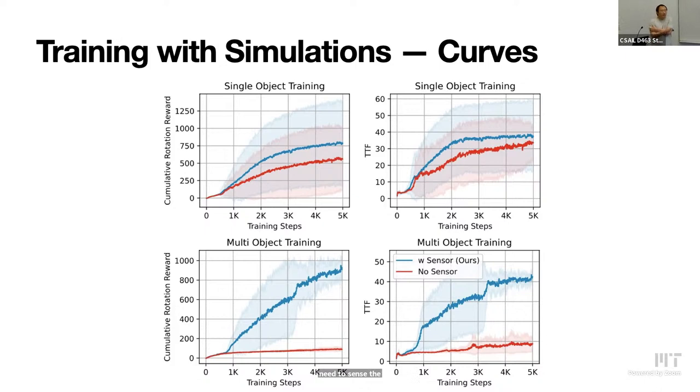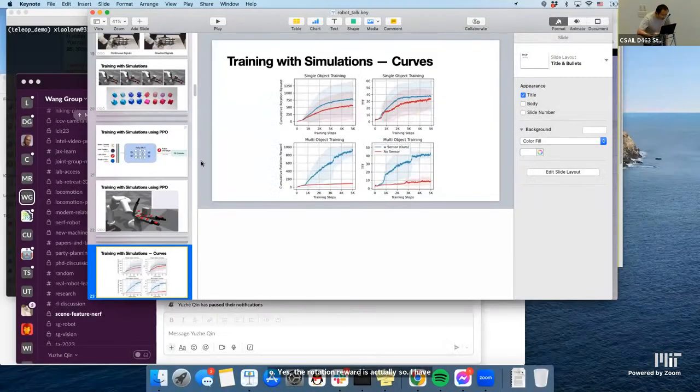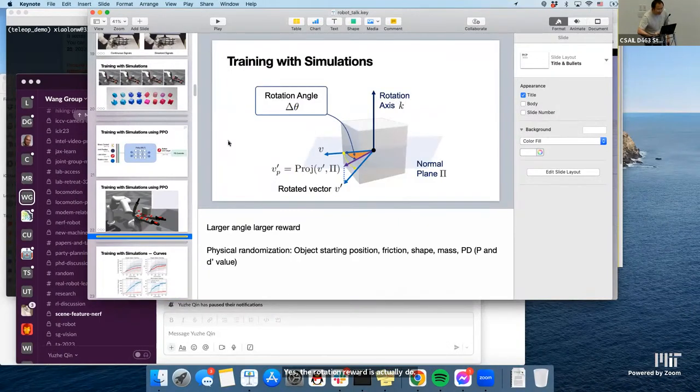If you have multiple objects, you need to, yes. The rotation reward is, do I have the slides? Yes. Essentially it's like this. We train free axis rotation. You can see it as three individual policies, but they actually share a policy. You just want to rotate in one direction by as large an angle as possible. We compute the angles and rotate as large an angle as possible. So that's the reward here.